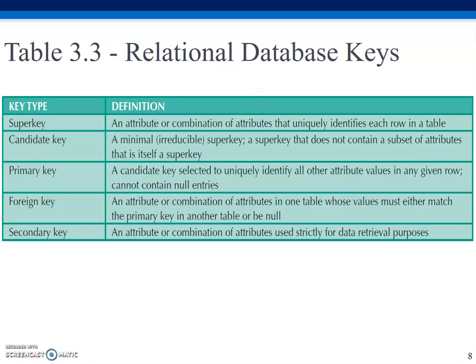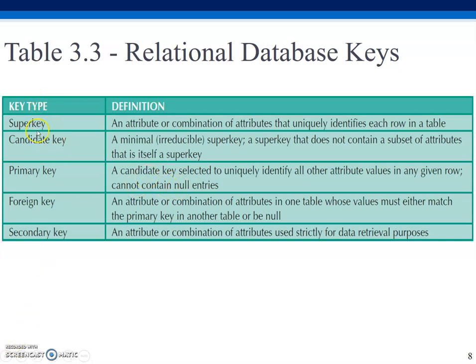This slide shows us the number of keys that are available or we need to know in the relational database. You have got super key, candidate key, primary key, foreign key, secondary key. Primary key is something that I've just mentioned, and this primary key is a key which uniquely identifies a record, and it has got three main characteristics, which is unique, not null, and minimal.